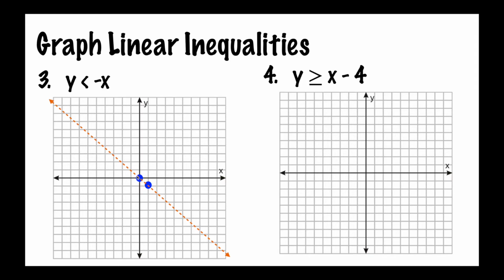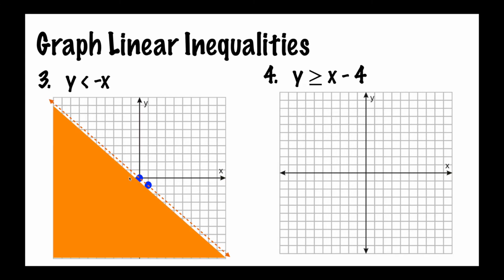Now 0, 0 would not be a good one to test here because our line is passing through 0, 0. We have to pick something on either side. So let's say maybe I pick -1, 0. And again, since I'm thinking that this side's going to be the side that gets shaded, I'm expecting that this is going to be a true statement. So if I plug in -1, 0, this is going to turn into a -1, which is +1, where this is a 0. Is 0 less than +1? Yes. So this is the side that should get shaded.